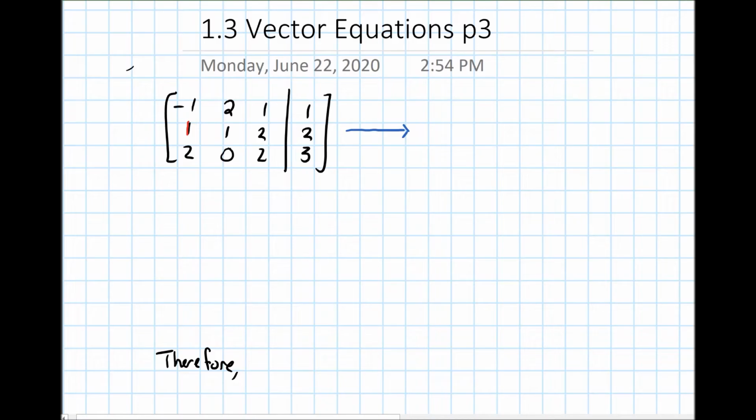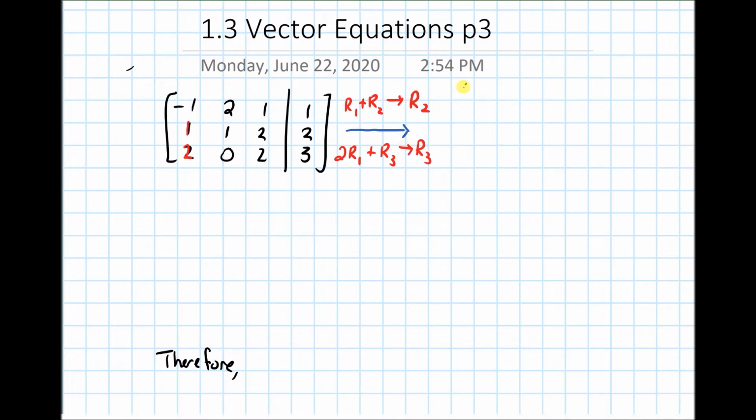I can make this 1 become a 0 if I take the first row and add it to the second row, and then insert that into the second row. I can make this 2 become a 0 if I multiply the first row by 2 and add that to the third row and insert that into the third row.